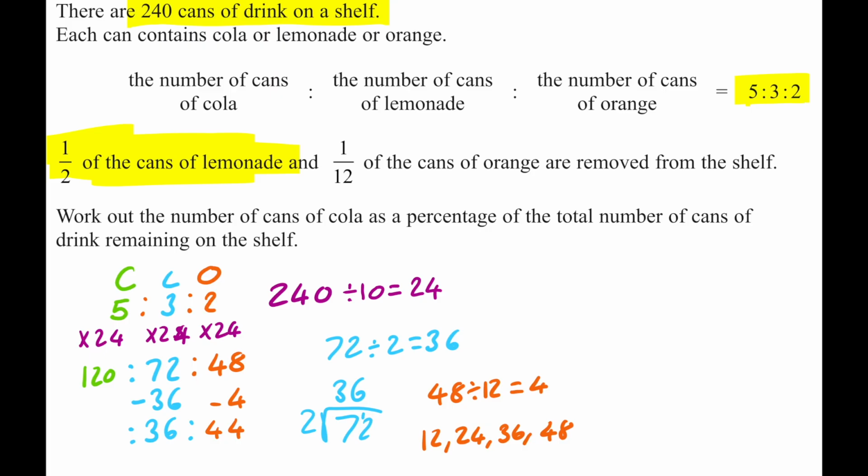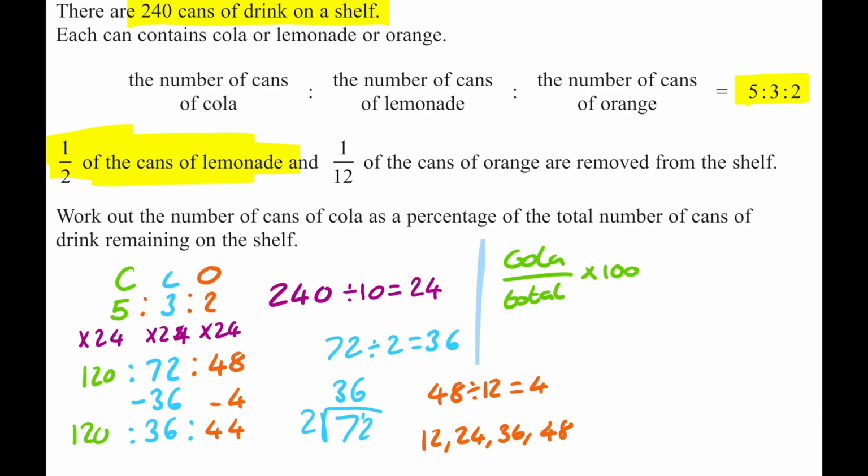Nothing happened to the cans of cola, so that stays as 120. The final part of the question then says, work out the number of cans of cola as a percentage of the total number of cans on the shelf. In order to do this, we are going to do the cola over the total, and then you would multiply it by 100 to get it as a percentage.